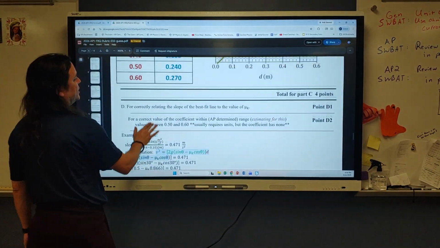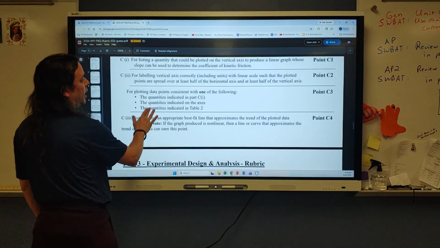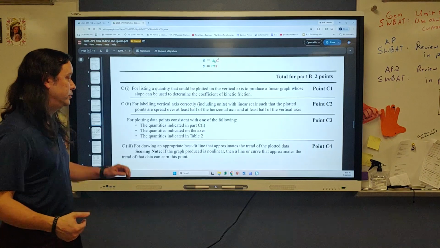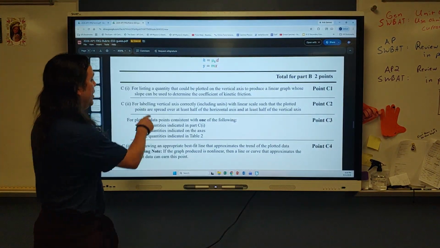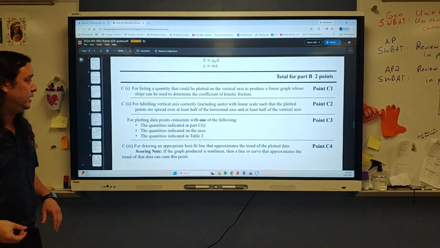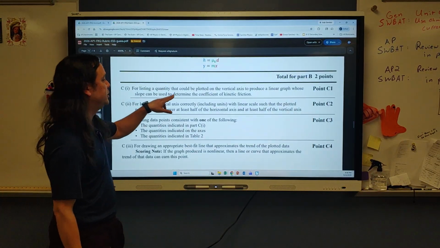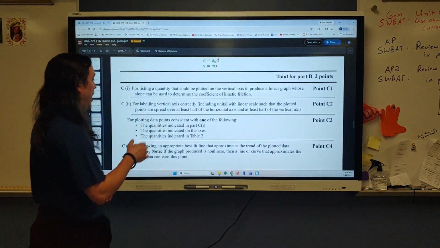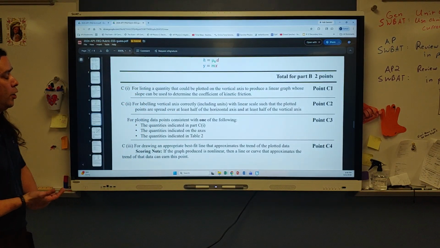Now, this has pretty normally set up locked-in kinds of points. You'll see this pretty often if you look at the experimental design questions. We've got the first point in section C, when you're doing what I would say is the graphing and linearizing: listing a quantity that could be plotted on the vertical axis to produce a linear graph whose slope can be used to determine the coefficient of friction.